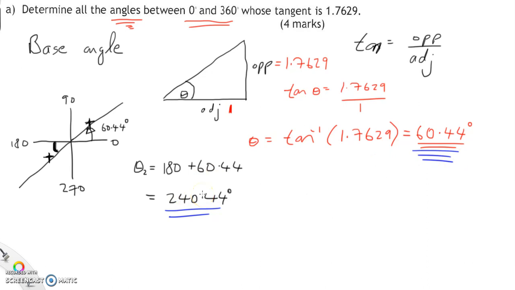And you could check that. You could go tan, I'm tapping the calculator now, tan 60.44, those equal that number, more or less, right? It's accurate to 2 or 3 decimal places. And then I'm going to get tan 240.44 as a check, and same again, I get very close to 1.7629.